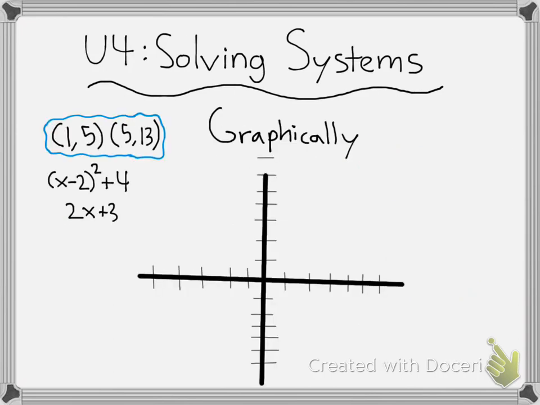So I have our points here, and I've rewritten our two equations, (x − 2)² + 4 and 2x + 3. Solving graphically means that we graph these two equations, and we see the points where they intersect to see where the solutions to the system are.